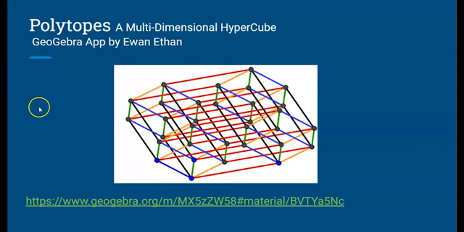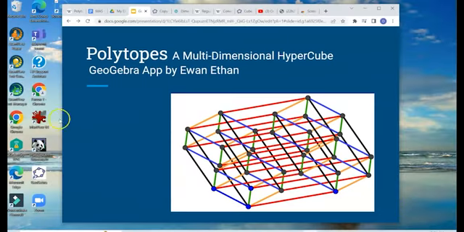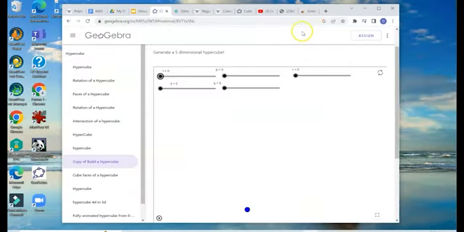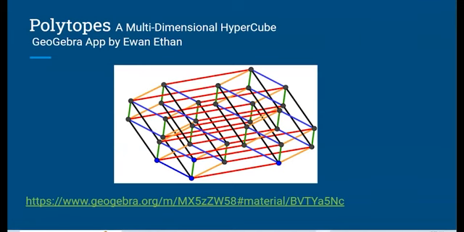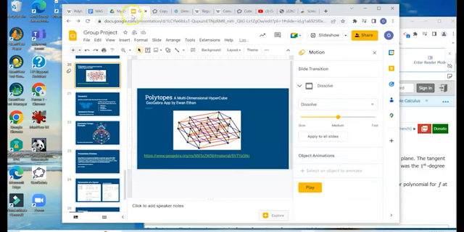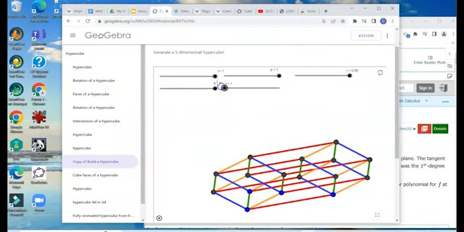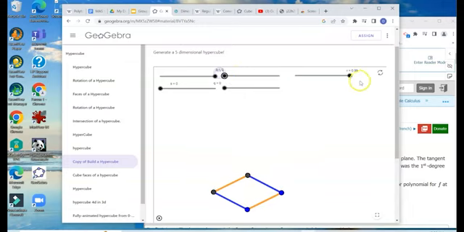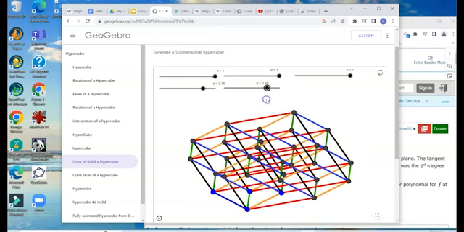And I found this GeoGebra app by Evan Ethan. So here you can see by adjusting the sliders, you can produce this fifth dimension cube. So pretty cool.